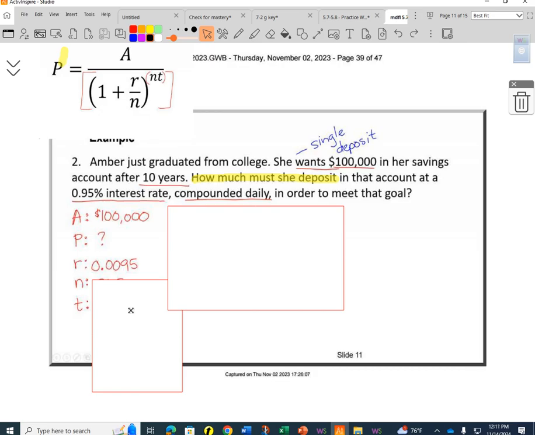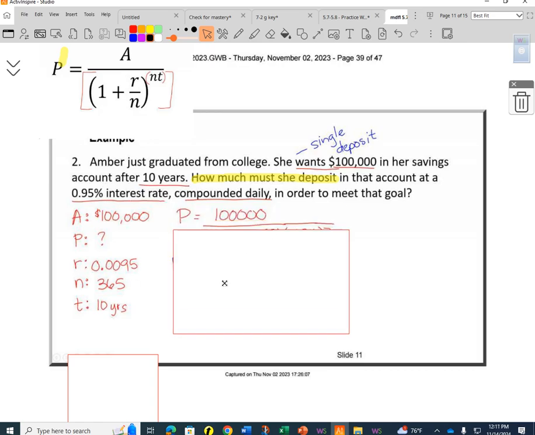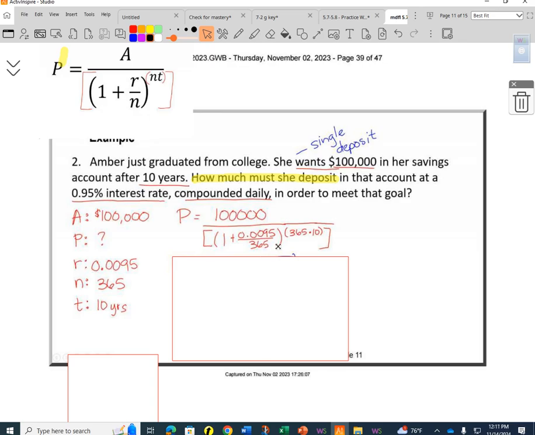What's the N going to be, Zaire? 365. Yes. And what's the time going to be, Danny? 10. And now we're plugging it in. We're replacing the variables with the values that we've written here. So this is what your formula should look like once you've plugged it in.